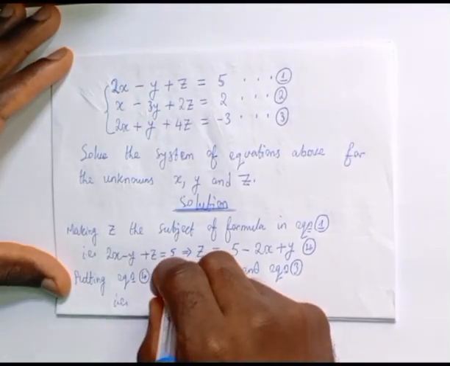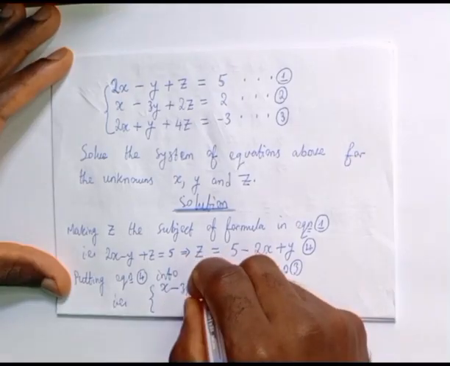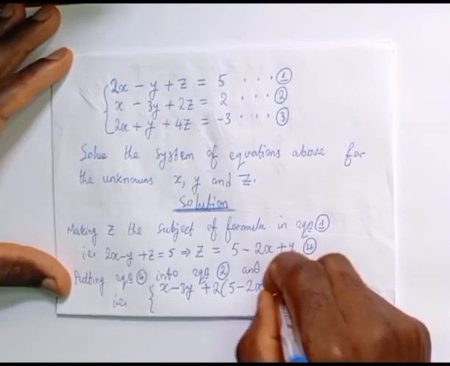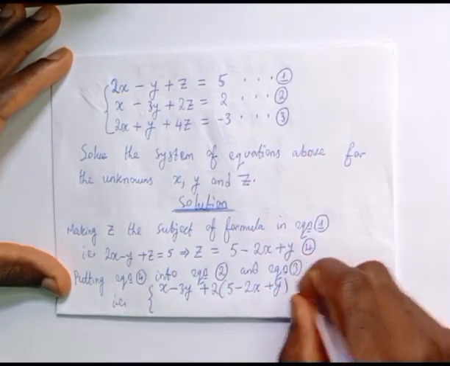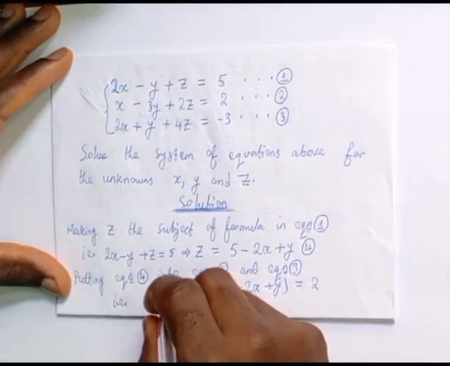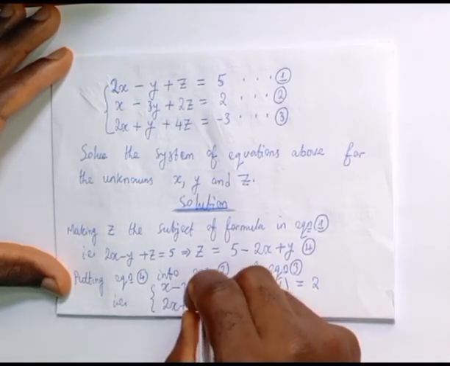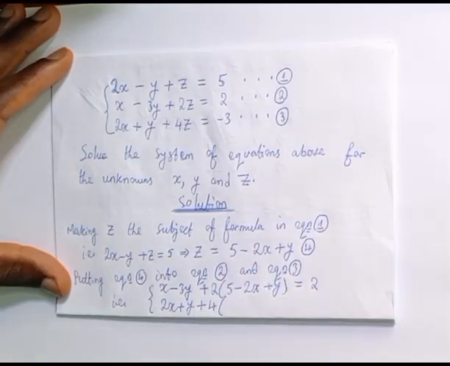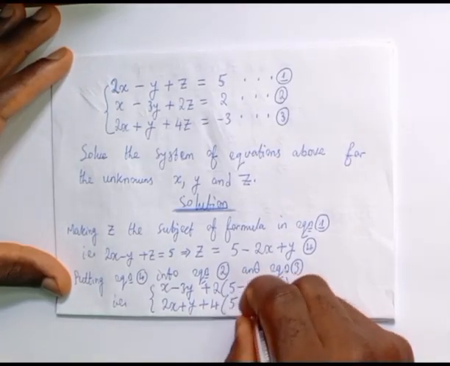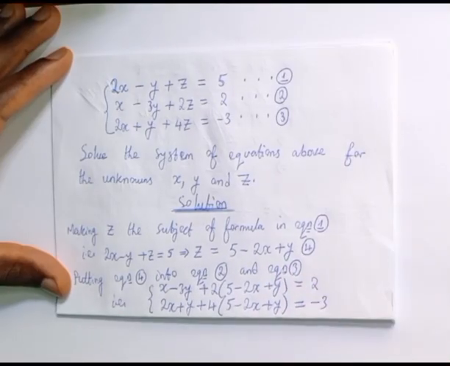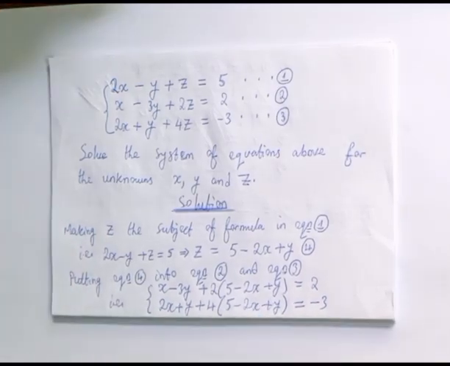So this will give us x minus 3y plus 2 times 5 minus 2x plus y is equal to 2. In equation 3, it becomes 2x plus y plus 4 times, we are going to replace z with 5 minus 2x plus y. This is equal to negative 3. Next, we are going to expand the brackets in the two equations. Then we add or subtract the like terms.